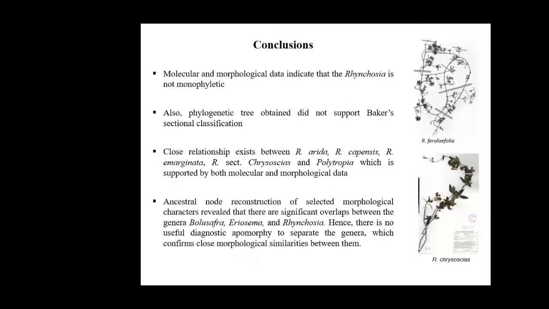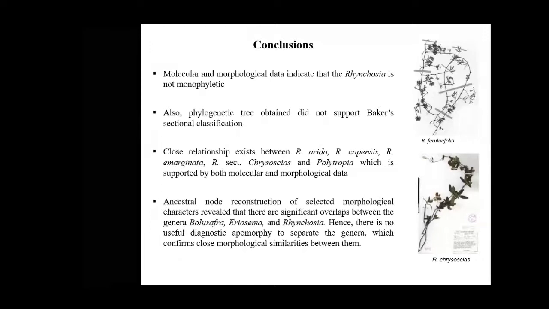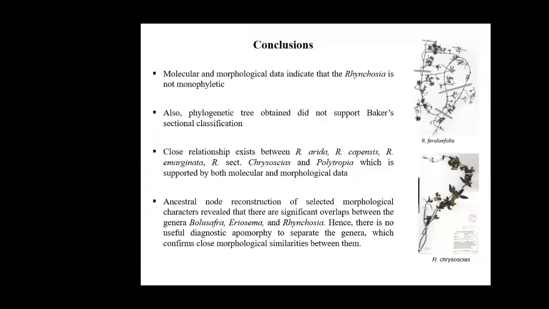So here is the conclusion. Molecular and morphological data indicate that Rhynchocia is not monophyletic; as you can see, it is paraphyletic, in that the genera Bolisaphra and Erosima are nested within the genus. Also, the phylogenetic tree obtained did not support Baker's classification, as none of the sections was retrieved monophyletic. You can also see a close relationship between Rhynchocia arida, capensis, Rhynchocia imaginata, Rhynchocia section Chrysocia, and Polytrapa. Apart from that, they are similar morphologically.